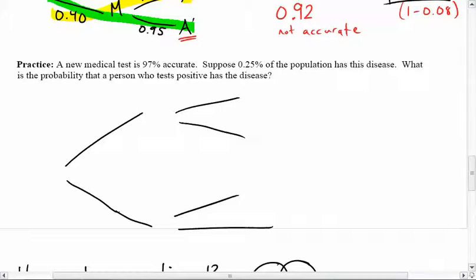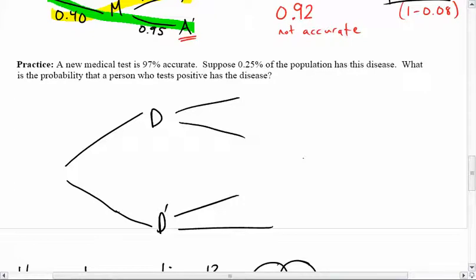So in this question, you've got a medical test that's 97% accurate. Suppose that 0.25% of the population has the disease. What's the probability that a person who tests positive has the disease? So the question is, what do you do first? Do you take the test first, or do you have the disease first? Yeah, you either have the disease or you don't. That's the first thing that happens. Are you diseased or not?